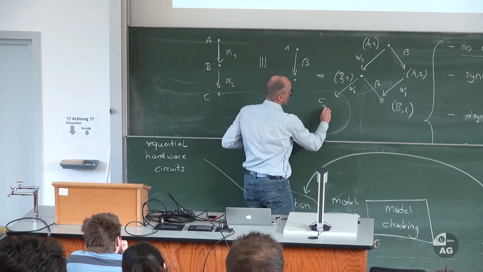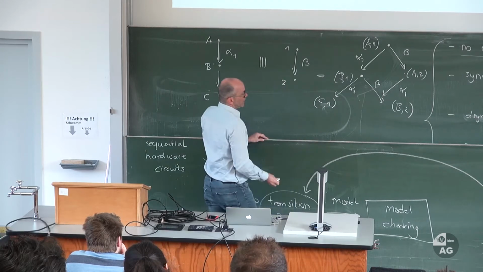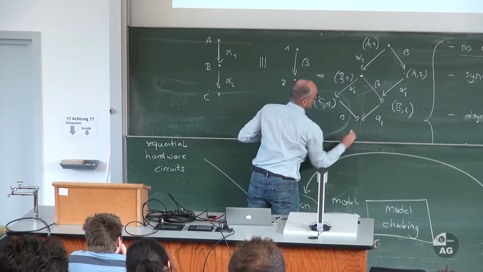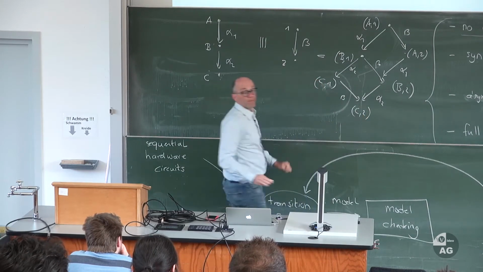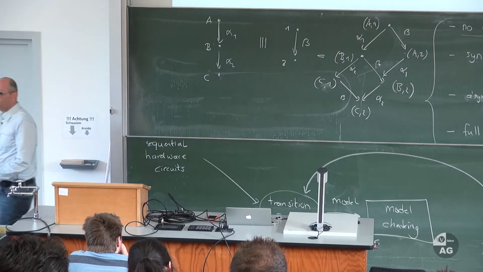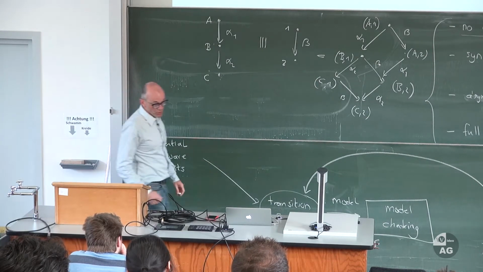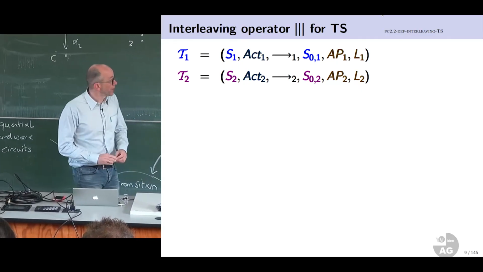Then you move to a state C1. And from here, you can also do a beta. And from here, you can do an alpha 2. And here, you end up in the state C2. Yeah? So it's really just the Cartesian product of the two transition systems. You model all possible orderings. Good, so how are we going to define this?